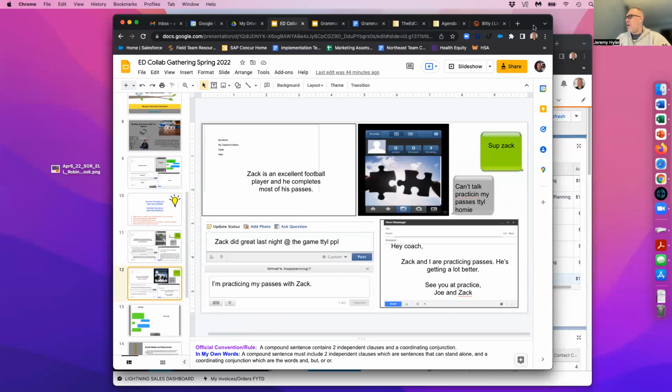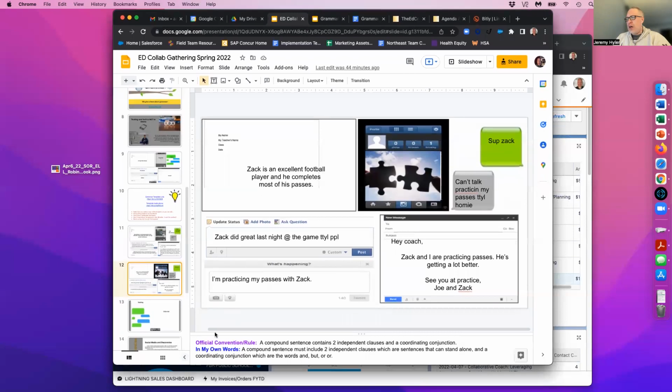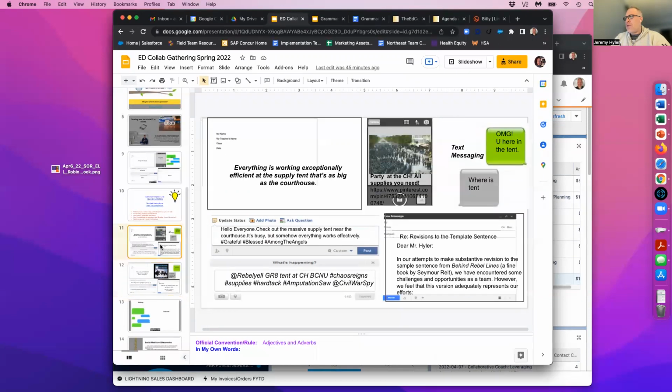Hopefully you can see that. I'll move this up just a little bit. Then there's the official rule, and then students write it in their own words. So here's a couple of examples. I'm just going to go back real quick to this one. Again, you can see how students would work this.